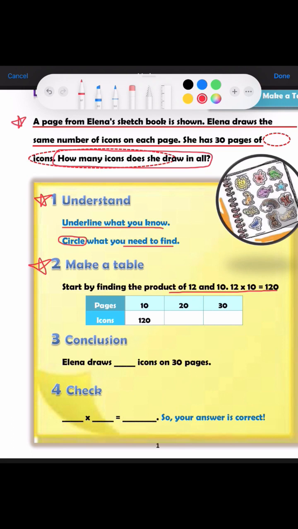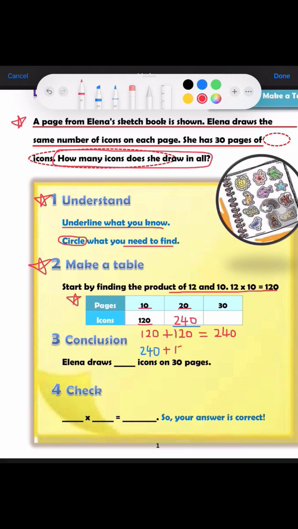Start by finding the product of 12 and 10. That means if she draws 10 pages, there will be 120 icons, because each page has 12 icons and 12 times 10 equals 120. So how about if she draws 20 pages? That means we need to double the number of icons. 120 plus 120, which is 240. So if she draws 20 pages, there will be 240 icons.